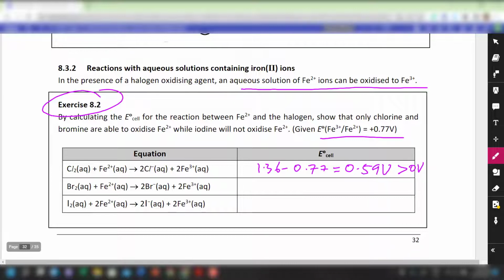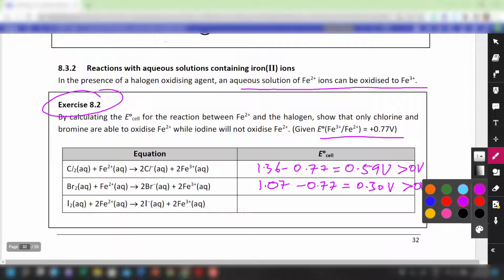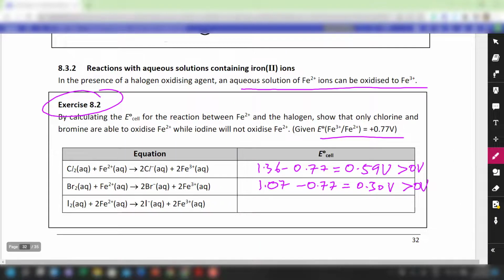For bromine and iron 2, that will be 1.07 minus 0.77, so I will end up with 0.30 volts, which is greater than 0 volts. So the forward reaction is spontaneous. If you recall what your tutors in class will have told you, it's good for you to put a plus here, but it's not necessary, because if you don't put a minus, we'll assume that it's a plus.